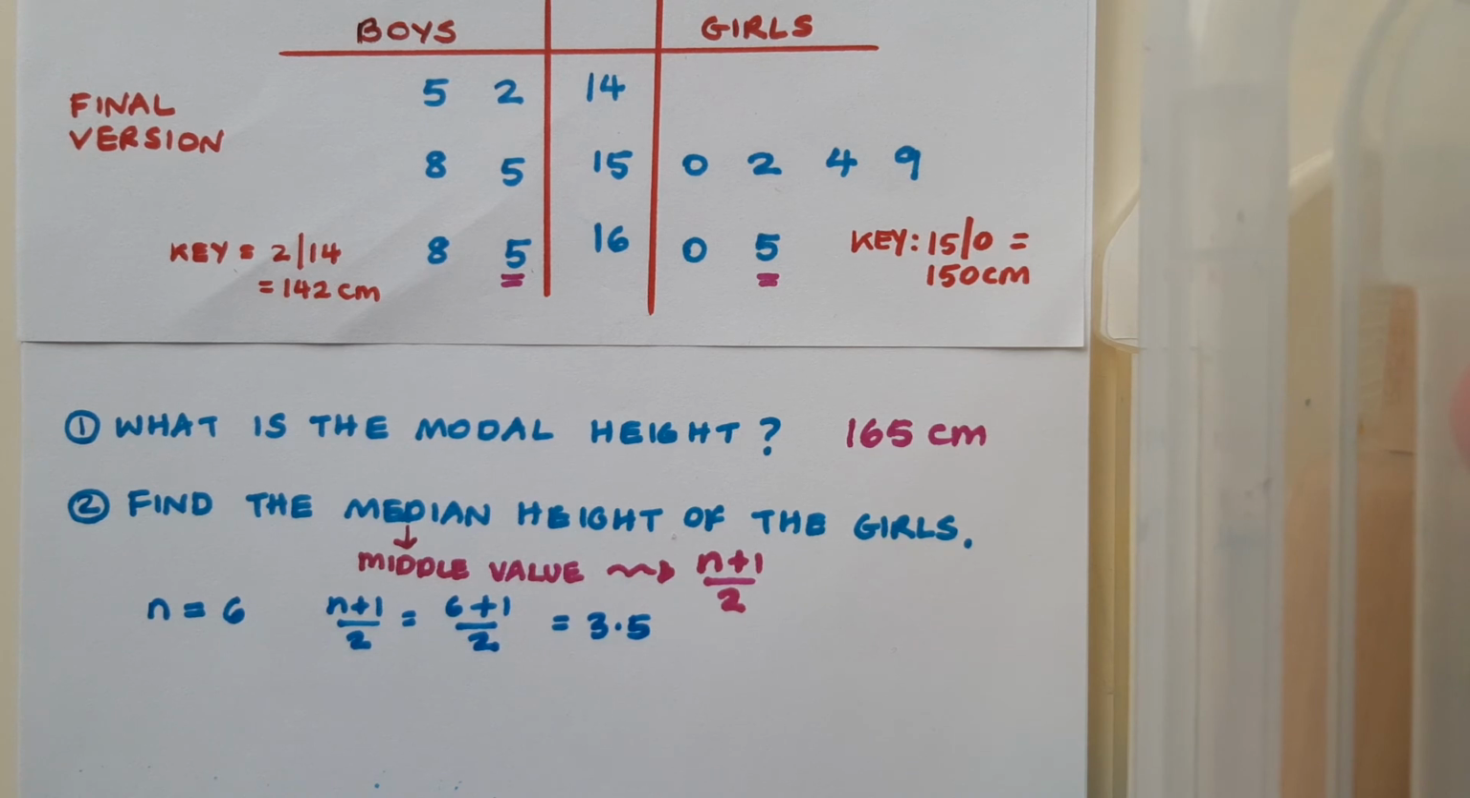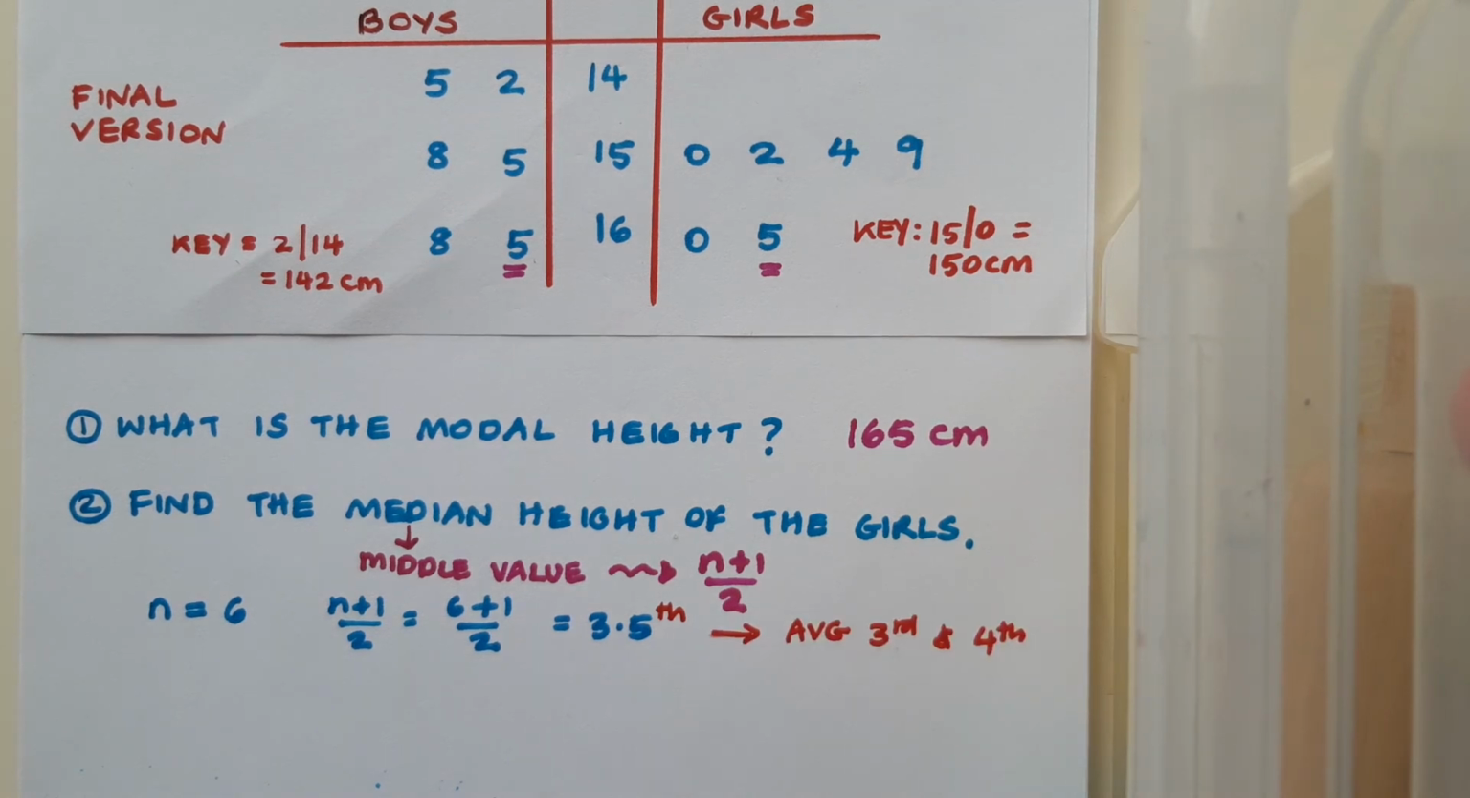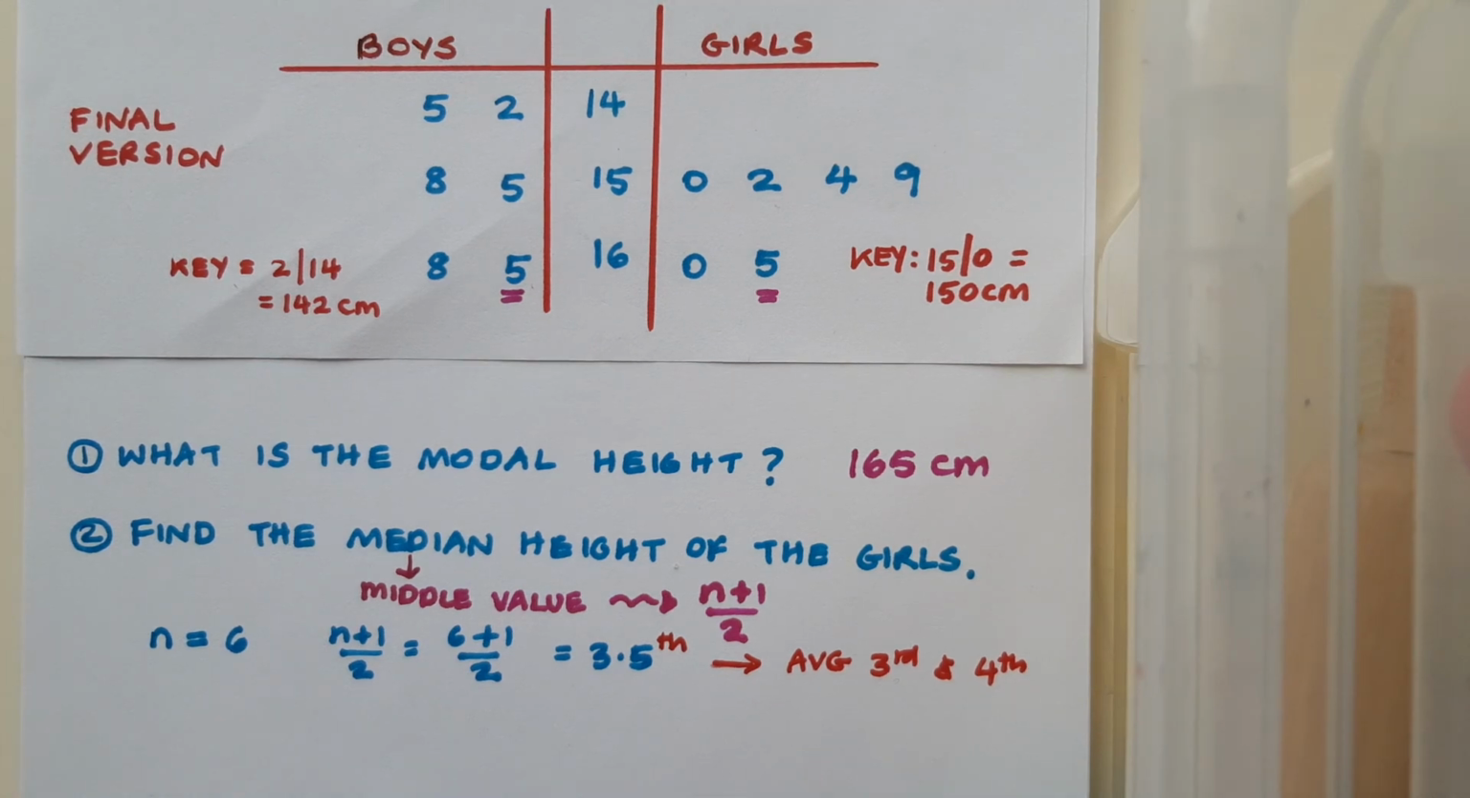Again, be really careful with median. 3.5 isn't the answer, it's where I need to look. And so what I really mean is the 3.5th piece of data. But as we know from past experience, there is no 3.5th piece of data. Instead, I must take the 3rd and 4th pieces of data and average them. Okay, so let's go and have a look at the girls' set of data and identify the 3rd and 4th pieces of data. So I start from the top.